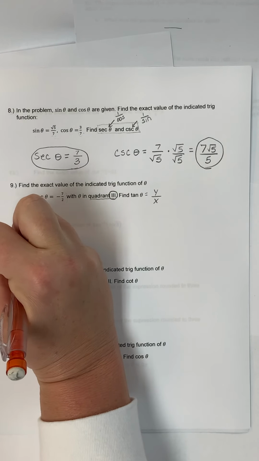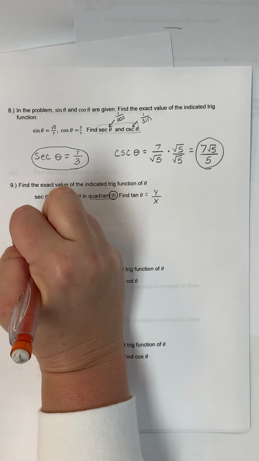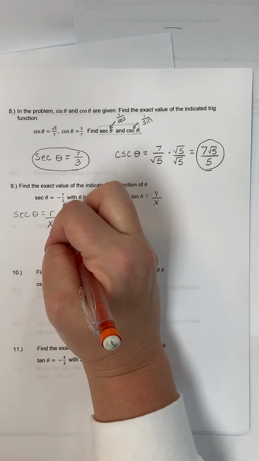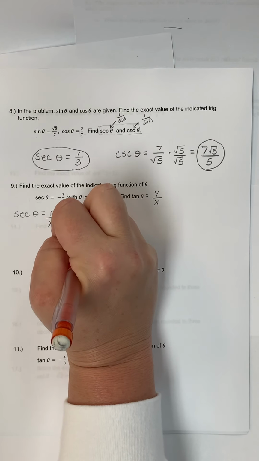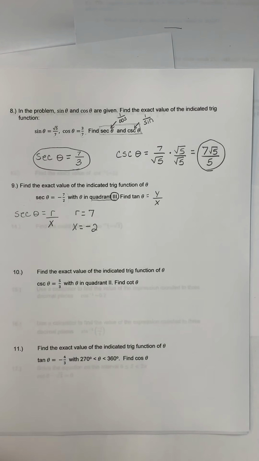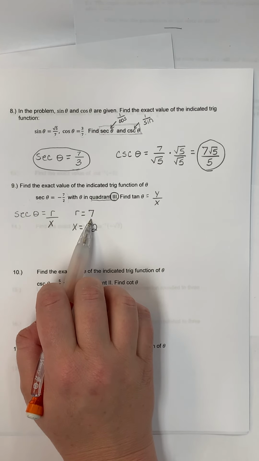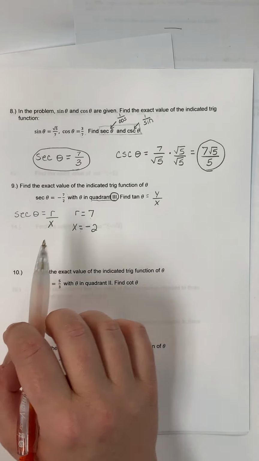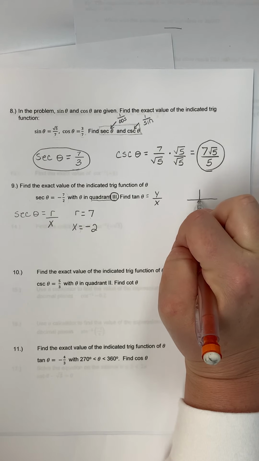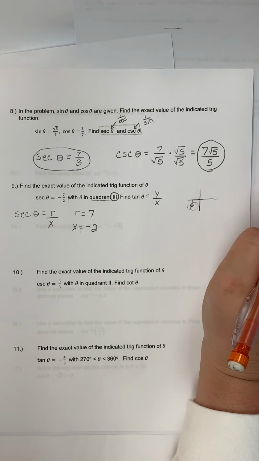Secant, because it's the reciprocal of cosine, cosine is x over r. Secant is r over x. So the information that I have is that r is +7 and x is -2. Okay, how do I know where that negative goes? Because r is always positive. So if there's a negative, it's got to go with the x. Also, because I'm in quadrant 3, and in quadrant 3, x is negative and y is negative, right? Everybody's negative in quadrant 3.